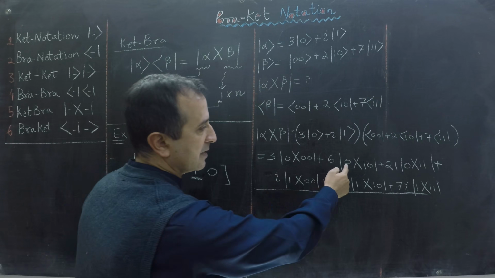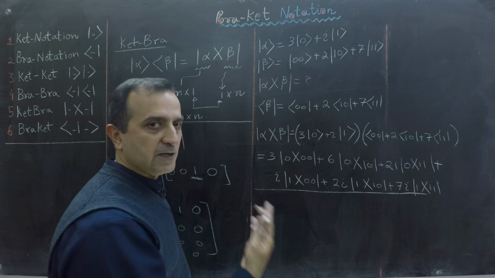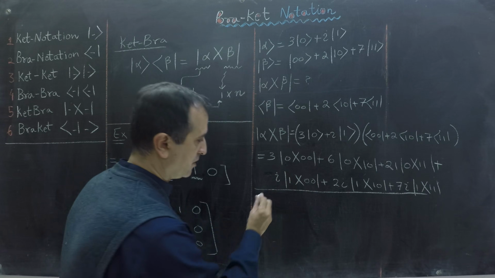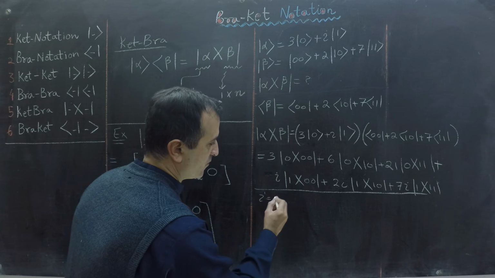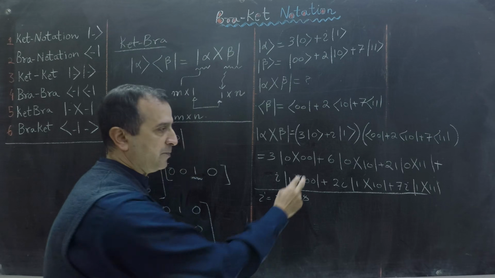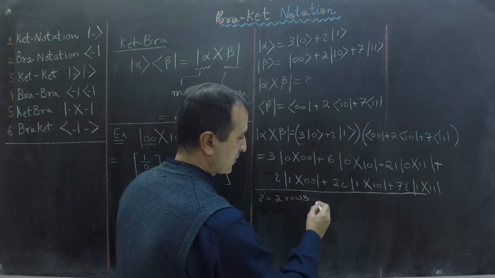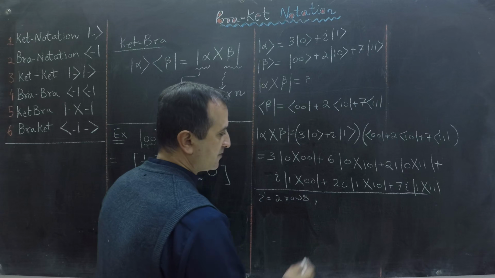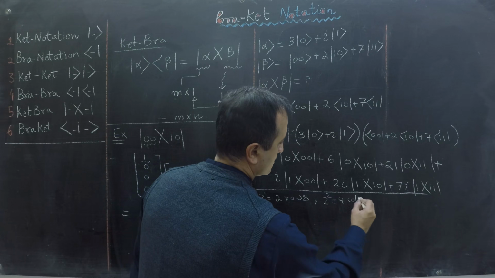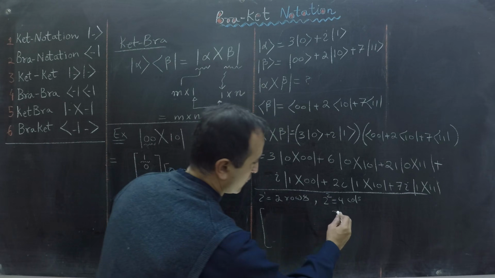Because in the Ket notation I have single digits, my matrix will have 2 raised to power 1 equals 2 rows. And in my Bra notation, I have 2 binary digits, so that means my matrix will have 2 raised to power 2 equals 4 columns. So now I can write a matrix which has 2 rows and 4 columns.